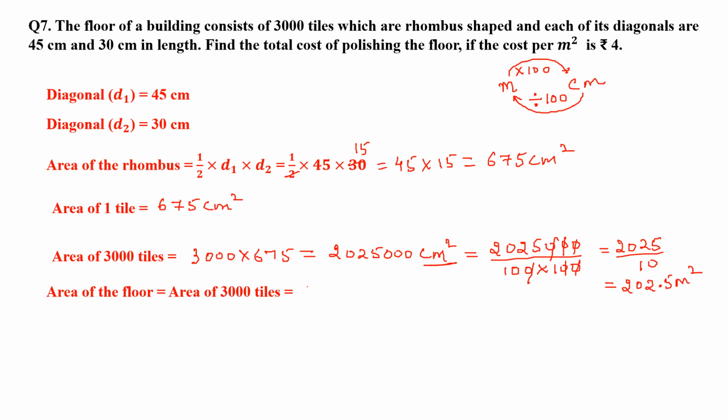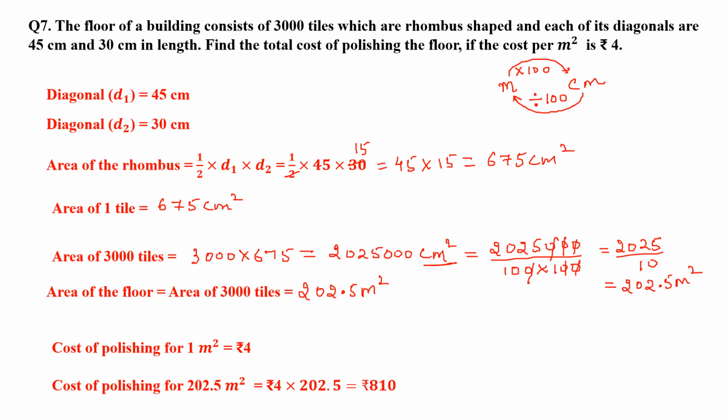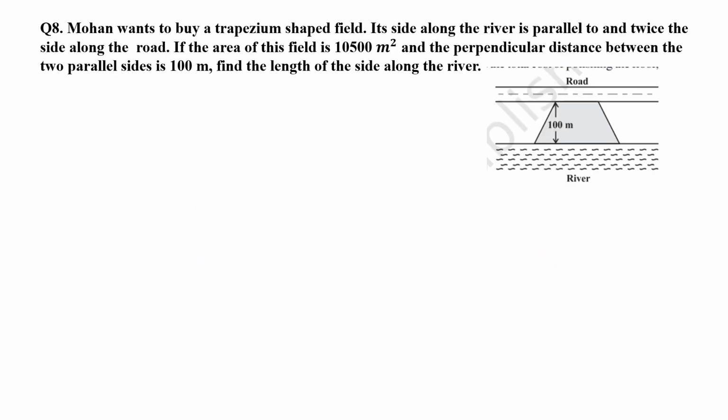So I can write it over here. Area of the floor will be 202.5 meter square. Now I'm going to find the cost. So cost of polishing for 1 meter square is 4 rupees. So cost of polishing for 202.5 meter square will be 4 multiplied by the area and you will get 810 rupees. So the total cost of polishing the floor will be 810 rupees.